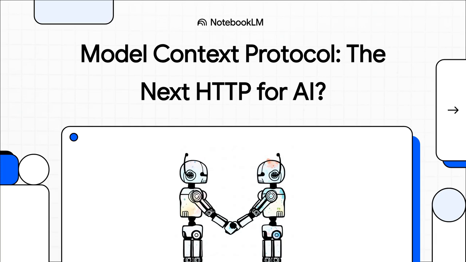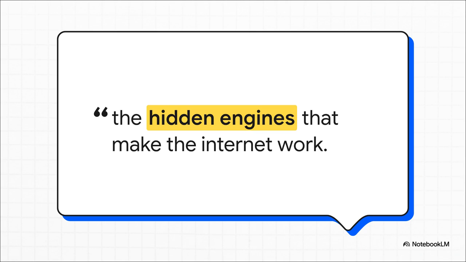Welcome to The Explainer. Today, we're talking about something that could totally change the game for AI. It's a new protocol with a pretty ambitious name, the Model Context Protocol. And the big question is, could this be the next HTTP, but for AI? But to really get what's going on, we need to take a quick step back.